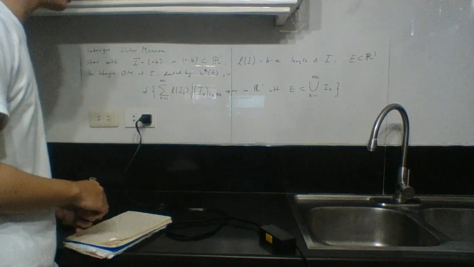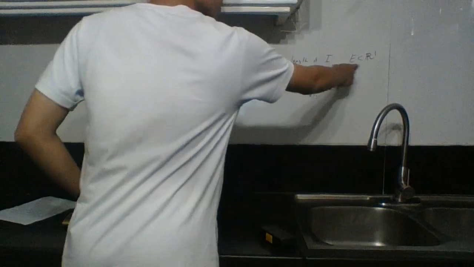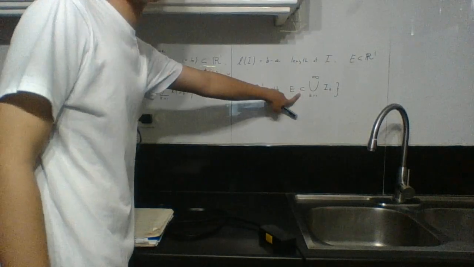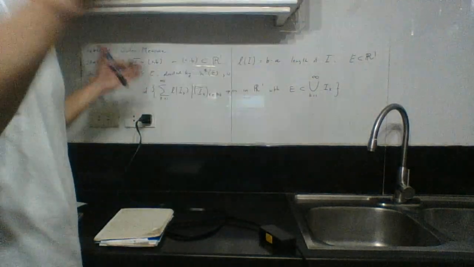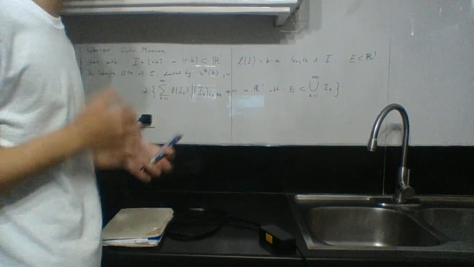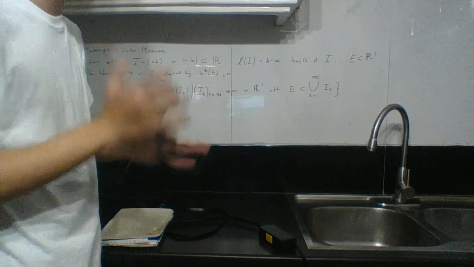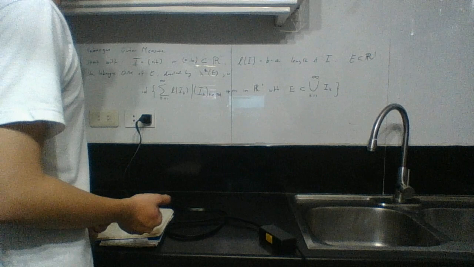And what's important is that they are open in R, and that they cover the set E we want to take the measure of. This symbol over here means that E is inside the union of all of these. So if I gather them all together into one gigantic line, E is a part of that line. So it covers E.